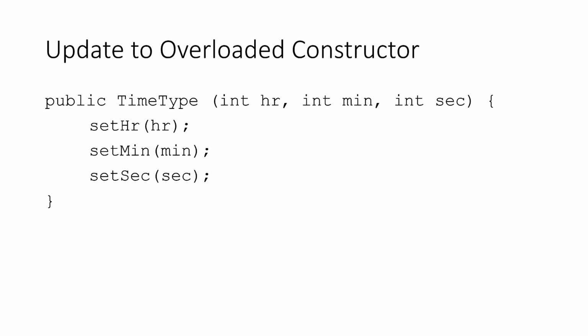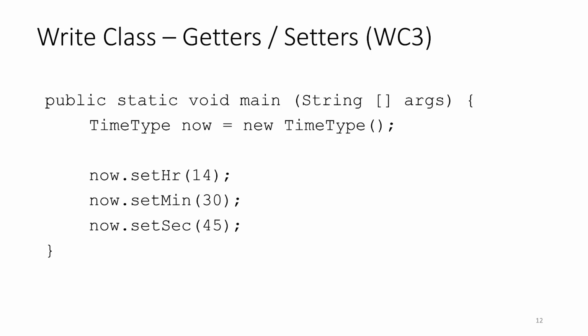Now that we've created these methods, we can now change our logic to the overloaded constructor. Remember, we had that same validation logic in the overloaded constructor. Rather than having the logic in the same place twice, we can now update the overloaded constructor to just call those setter methods. So instead of doing the individual validation in the overloaded constructor, we can just call setHour, setMin, and setSec with the appropriate parameters.